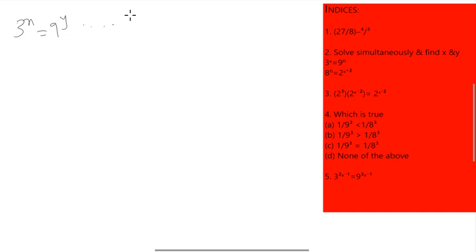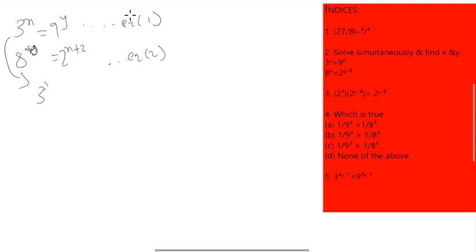This one is equation 1. Then for the second equation, we have 8 raised to power y is equal to 2 raised to power x plus 2, and this is equation 2. So what we're going to do here is take the first equation.